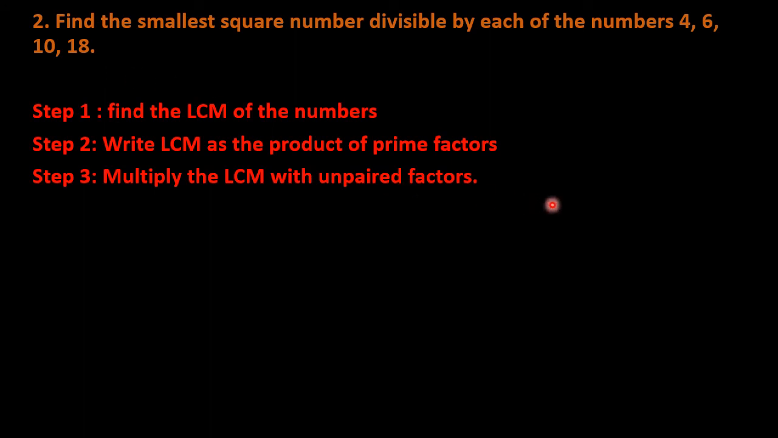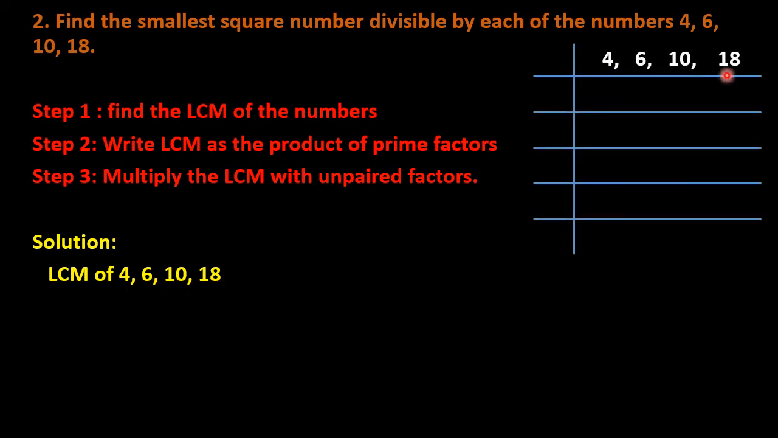Following these steps, in the first step, we have to find the LCM of the given numbers. So we first find the LCM of 4, 6, 10 and 18. Here I have written the 4 numbers separated by commas. First we divide by 2. So 2 2s are 4, 2 3s are 6, 2 5s are 10 and 2 9s are 18. And second, we divide by 3. 3 1s are 3, 5 and 3 3s are 9.